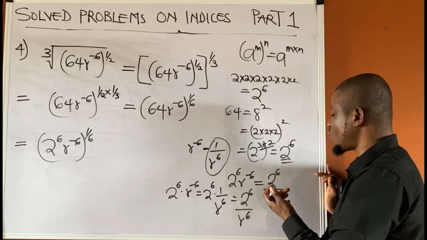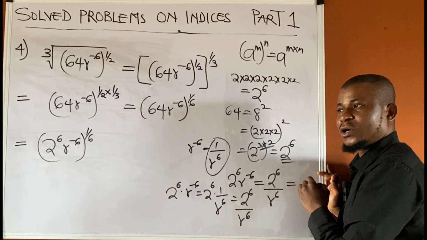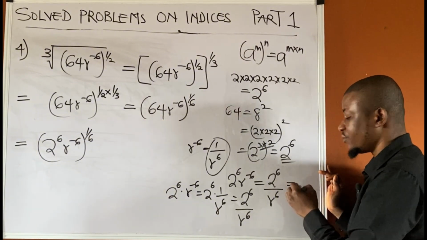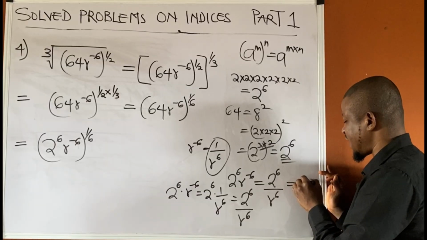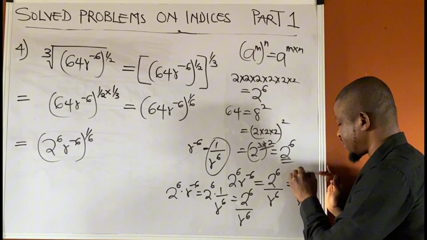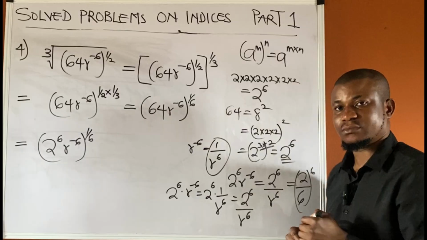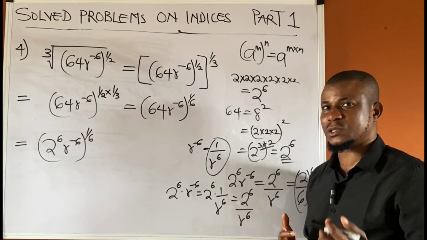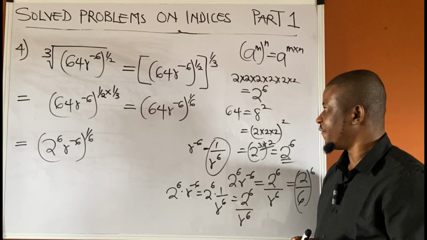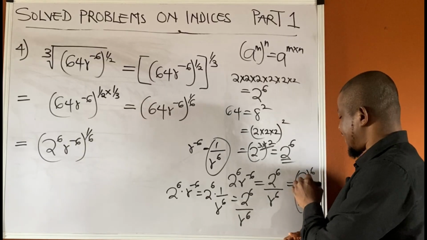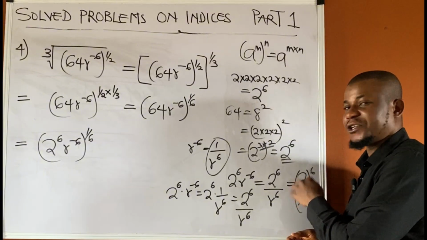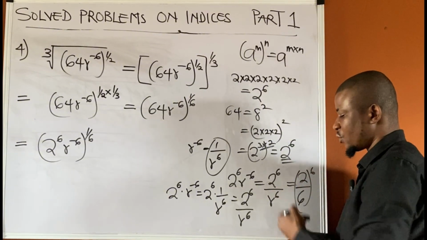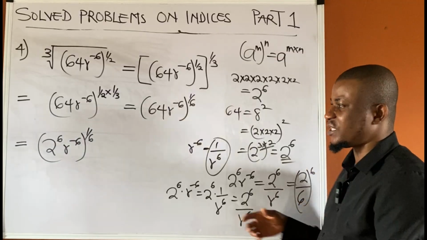Okay, and if we also use the quotient power law, this can be written as 2 over r to power 6. Remember the quotient power law we discussed? I think that was the seventh law we discussed in our previous video, that when you have a division of numbers to a given index, each of the numbers can be taken to that index. Okay, so this is this. We can approach it this way.